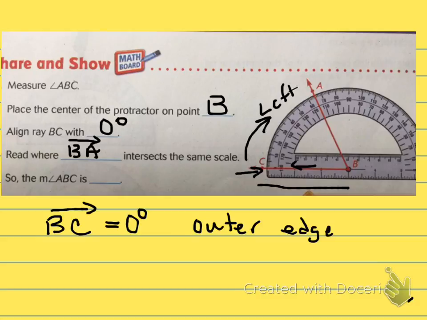How many tick marks are there? Let's take a closer look. You're right, there are 10. And so halfway between 60 and 70, the answer is 65. So the measure of angle ABC is 65 degrees. Good job. You did very, very well on that. Thank you.